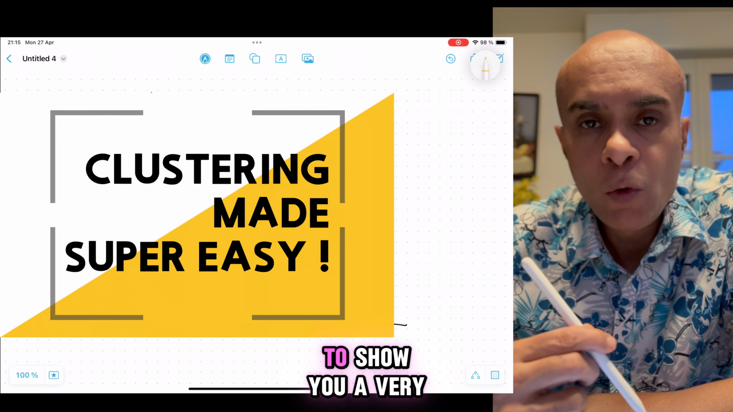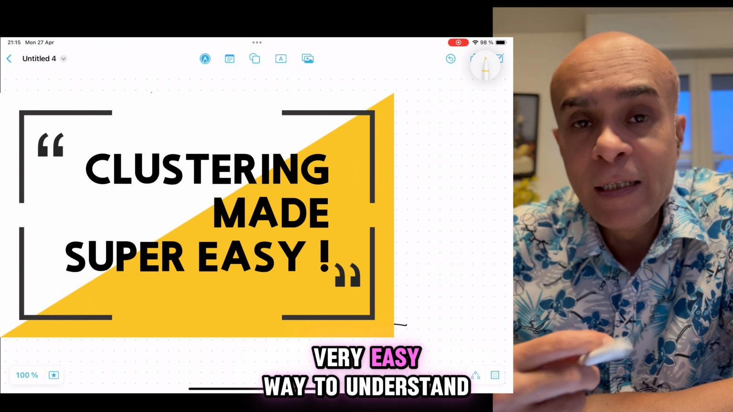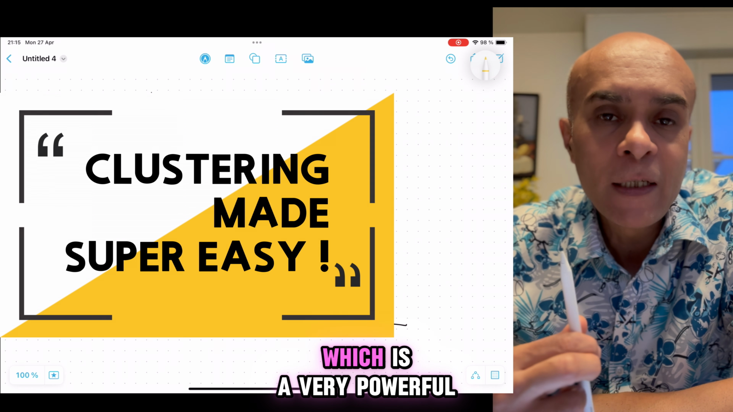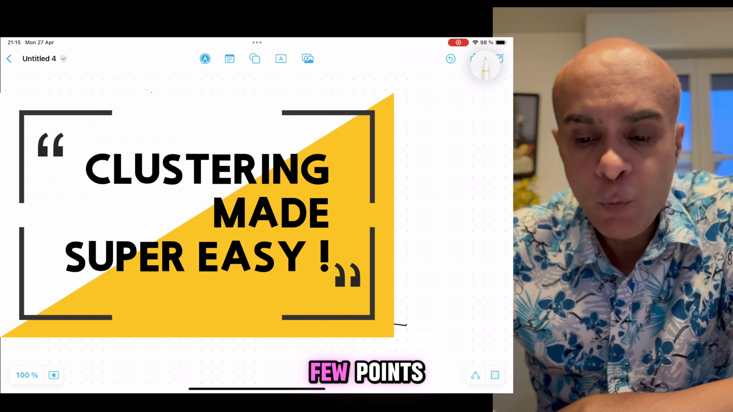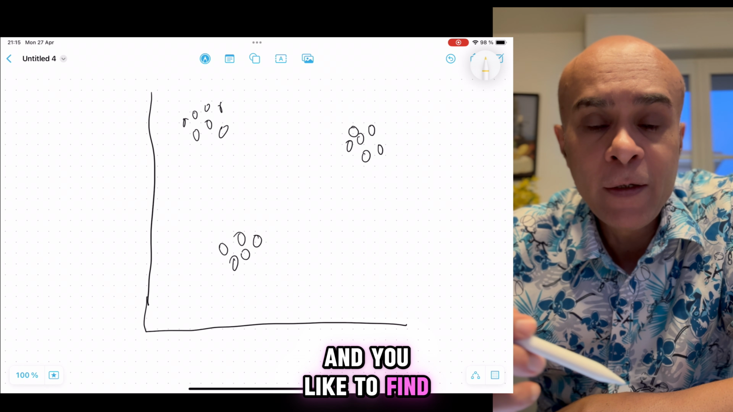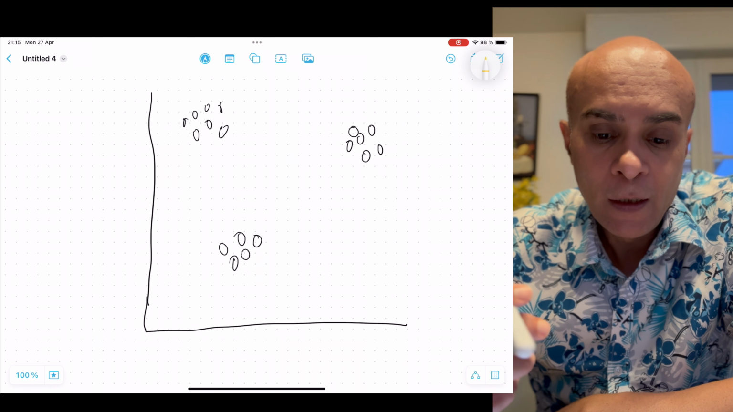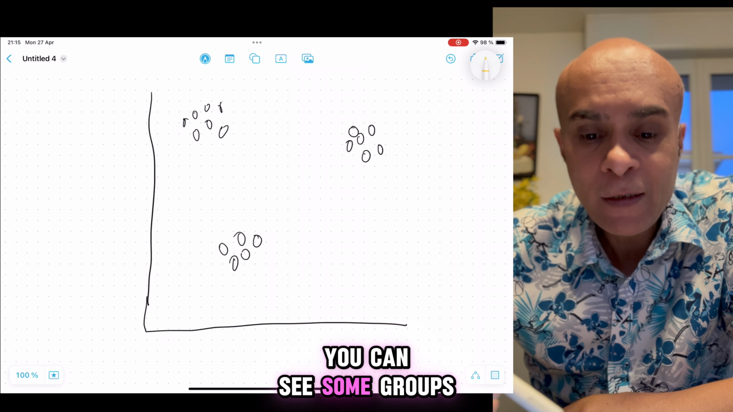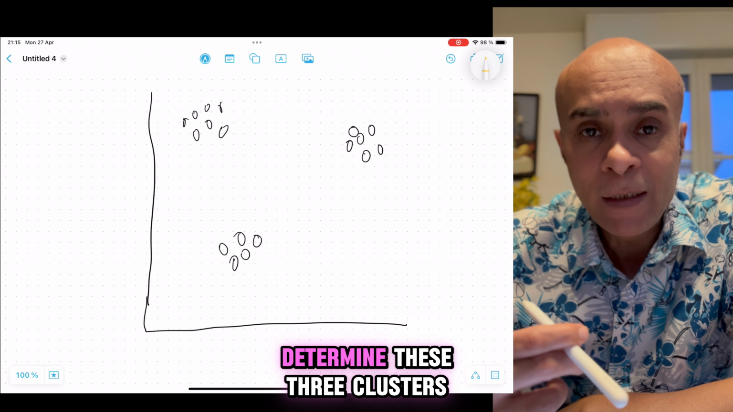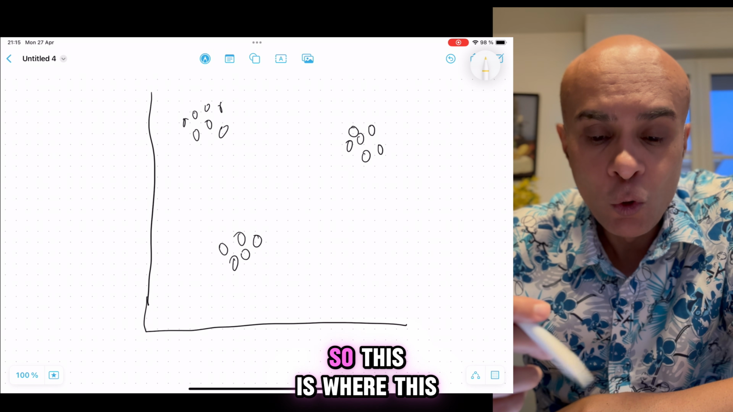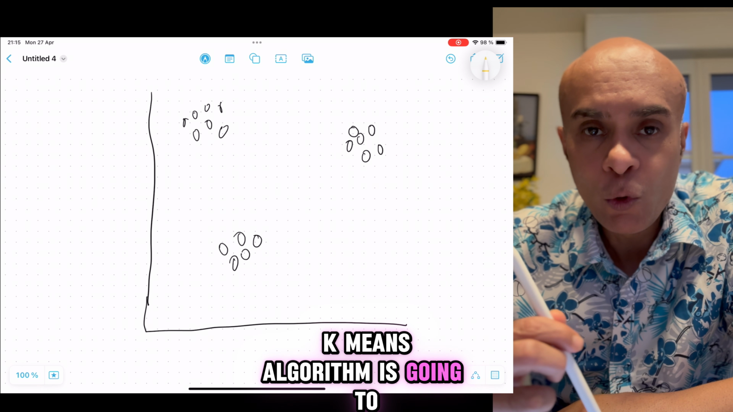Hi there. Today I'm going to show you a very visual, very easy way to understand k-means, which is a very powerful clustering algorithm. So let's say you have a few points and you'd like to find groups within these points. Now visually, yes, you can see some groups, some clusters, but how does the algorithm determine these three clusters? This is where the k-means algorithm is going to help us.